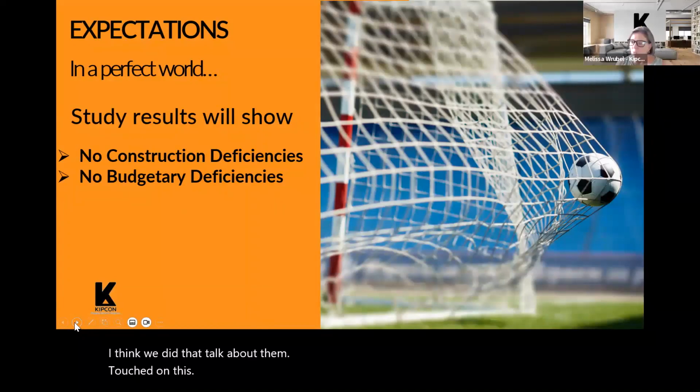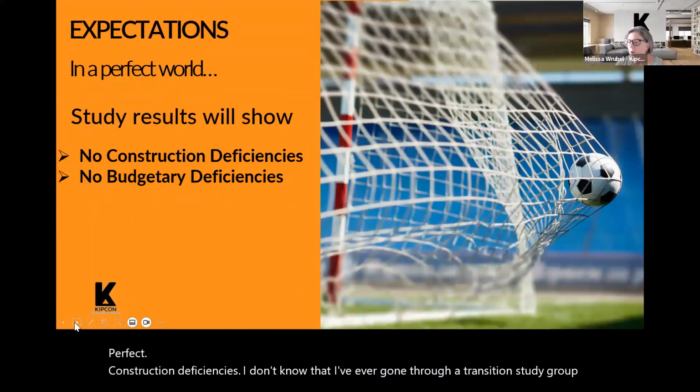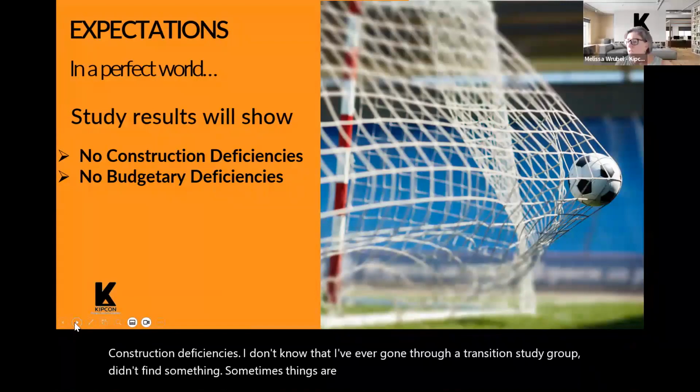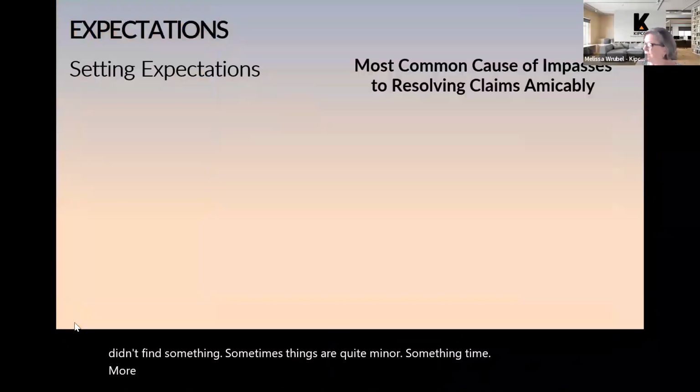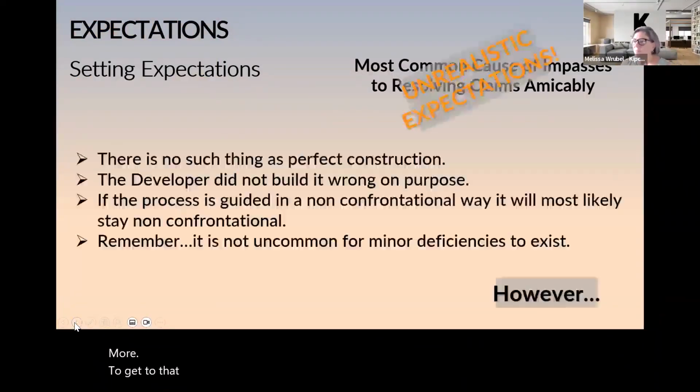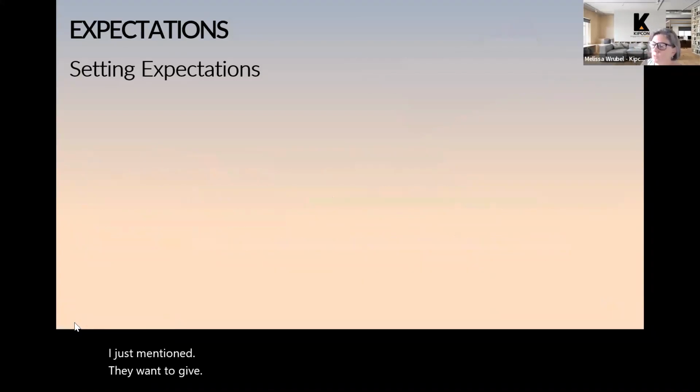In a perfect world, you're not going to find construction deficiencies. I don't know that I've ever gone through a transition study where we didn't find something. Sometimes things are quite minor. Sometimes the deficiencies are egregious and it requires a little more time and effort to get through that transition. And as Mitch mentioned, the developer didn't set out to build it wrong on purpose. They want to give the homeowner a quality product so that they speak well of them and they're able to sell more of what they do.